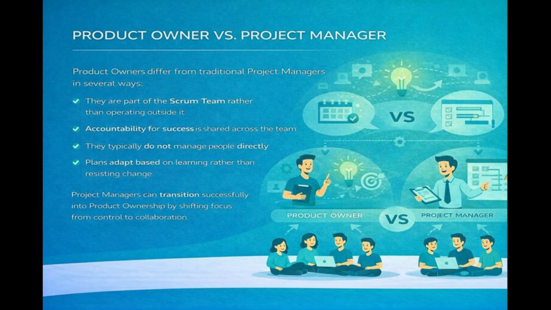Product owner versus project manager. Product owners differ from traditional project managers in several ways. They are part of the Scrum team rather than operating outside it. Accountability for success is shared across the team. They typically do not manage people directly. Plans adapt based on learning rather than resisting change. Project managers can transition successfully into product ownership by shifting focus from control to collaboration.